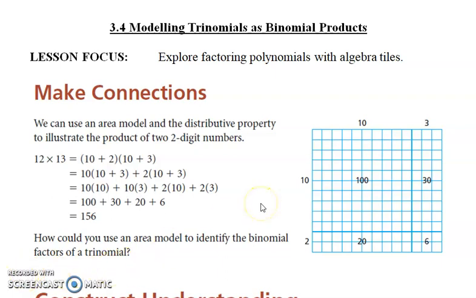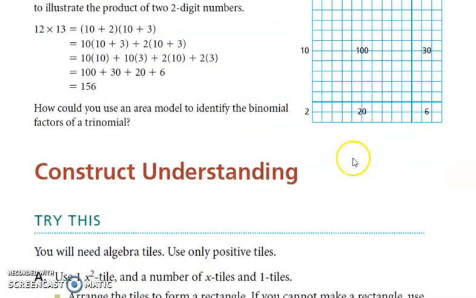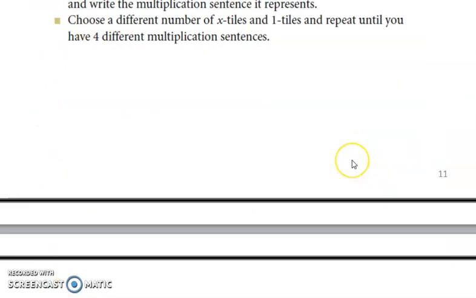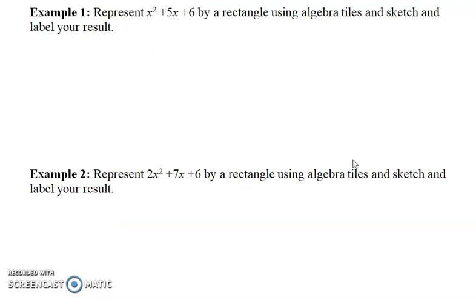Hi everybody, welcome back. Today we're doing 3.4, modeling trinomials as binomial products. A trinomial is a polynomial that has three terms and a binomial has two terms. So we're going to take a trinomial, which is three terms, and break it down into two binomial terms as products. There's just a couple of examples here for this.